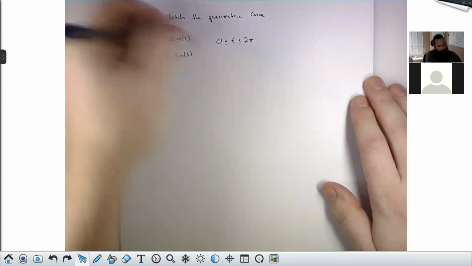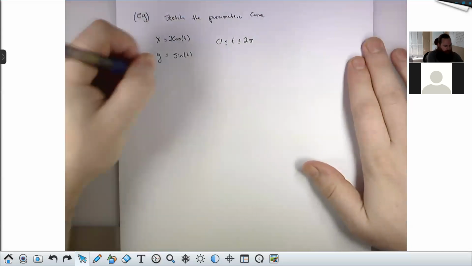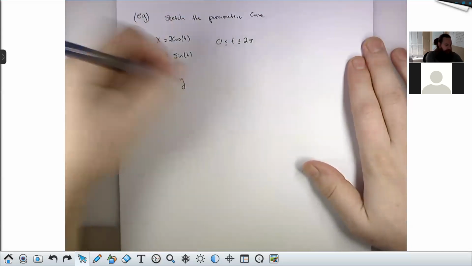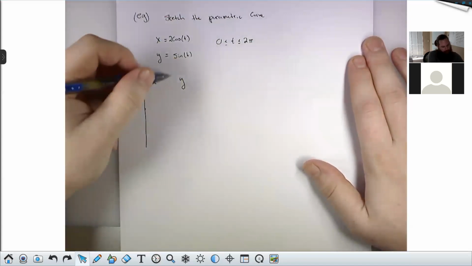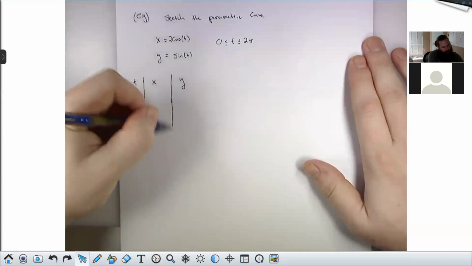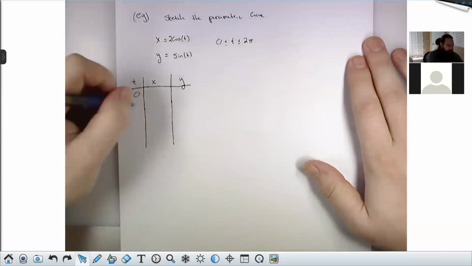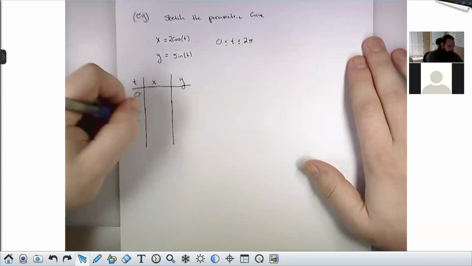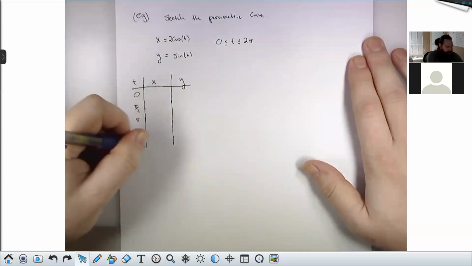So how do I graph this thing? I could make a table. That's an option. We'll do that real quick. I'm not going to use as many points here as we did last time because I'm lazy. But I also want to show you another way to do it, called eliminating the parameter. So let's look at t equals 0, pi over 2, pi, 3 pi over 2, and 2 pi.